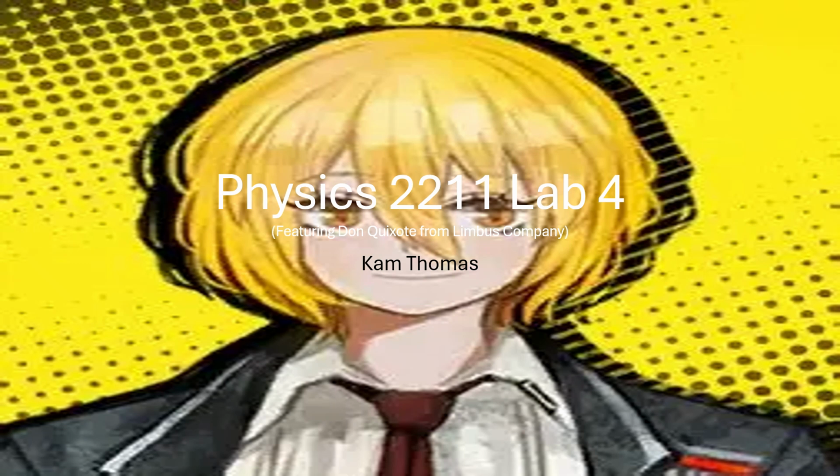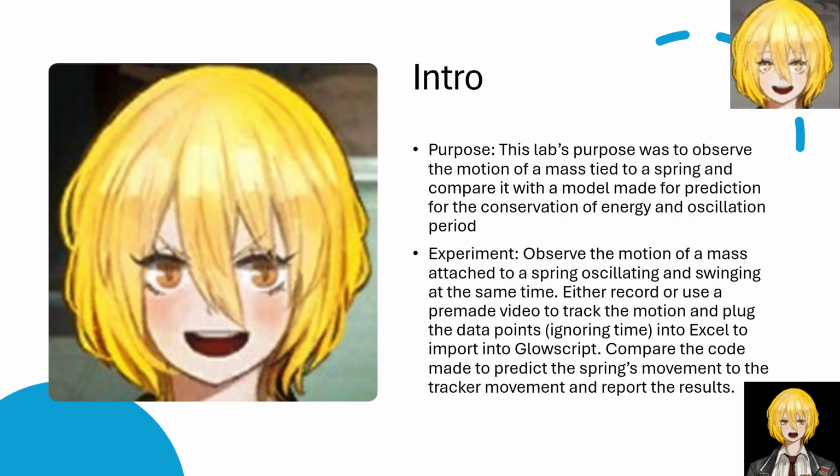My name is Cam, and this is Physics 2211, Lab 4. The purpose of this lab was to observe the motion of a mass tied to a spring and compare it to the model made for prediction for the conservation of energy and oscillation period.